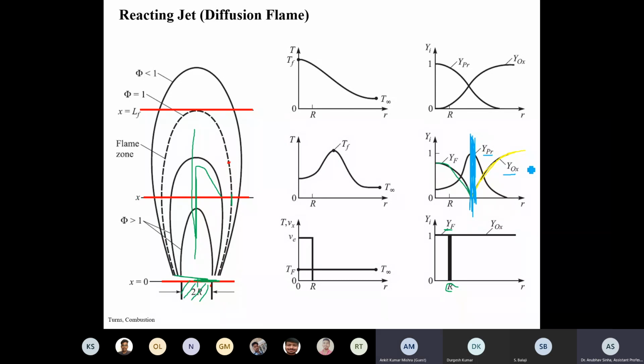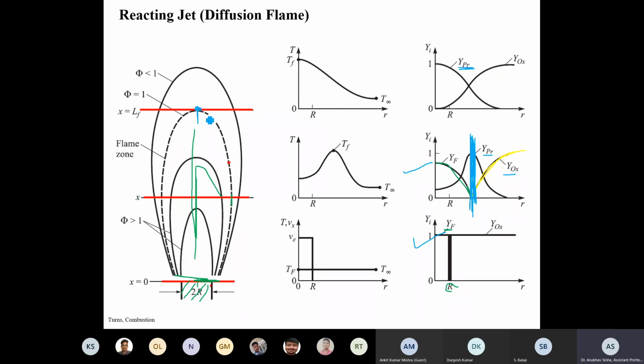Fine. So the first two plots you are clear with. Now let us talk about the third. The third is at the tip of the flame. Here we are cutting the flame, now we are at the top of the flame. So what we see is product is maximum here on this tip.